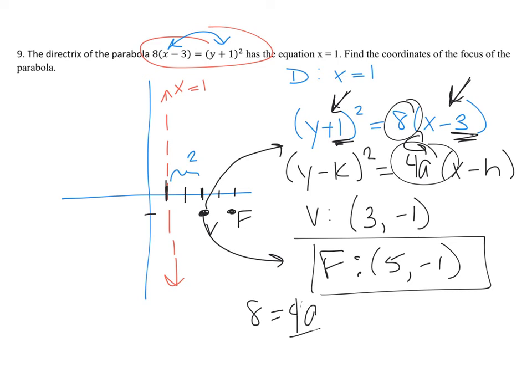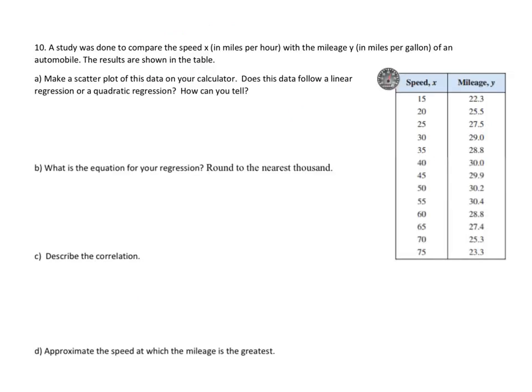If you divide by 4, you get that a value as well as 2. The next question says a study was done to compare the speed x in miles per hour, so we know this is x, and the mileage y in miles per gallon, so that's y, of an automobile. The results are shown in the table.